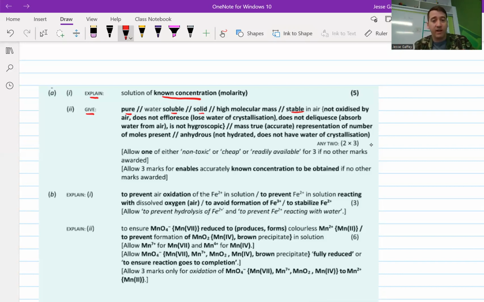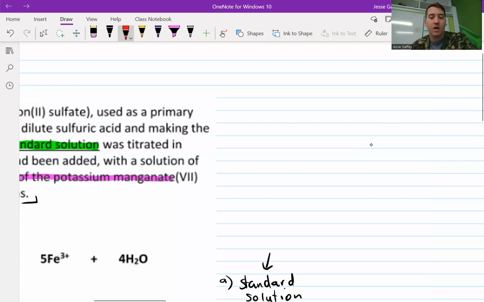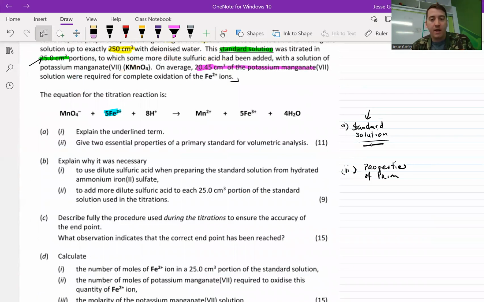There's lots of other things as well down here, but I always get my students to say pure, stable, soluble. Pure, stable, and soluble. That's basically what they have to be. So give yourselves any two correct ones, 3 marks each. We'll not spend any more time on that because that's just straightforward theory. Let's move on to part B.